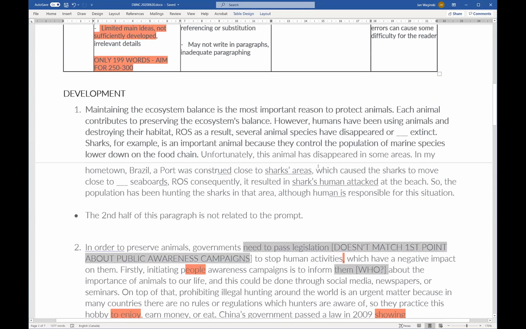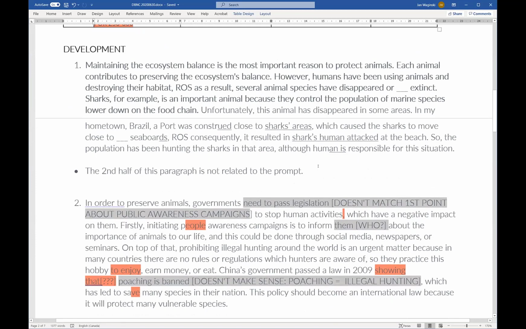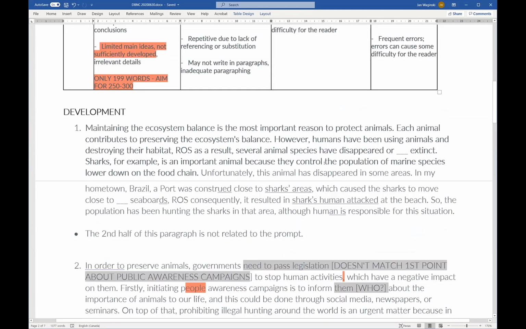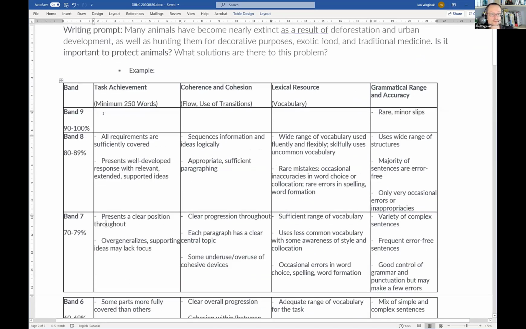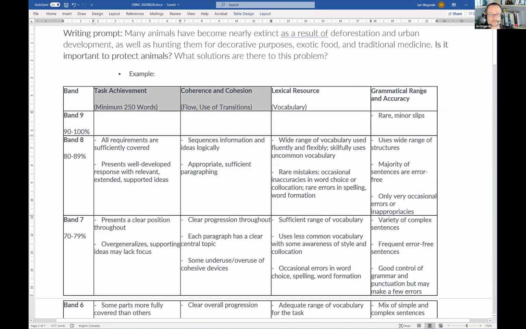So I have a question. So the mark will depend on task achievement, mostly? No, it's 25% for each of these. Oh. Each of these is 25%.